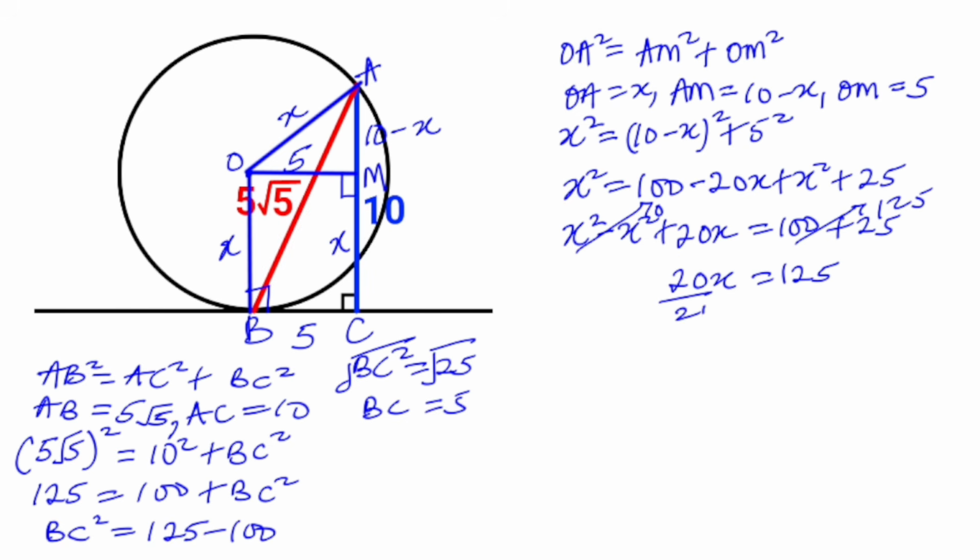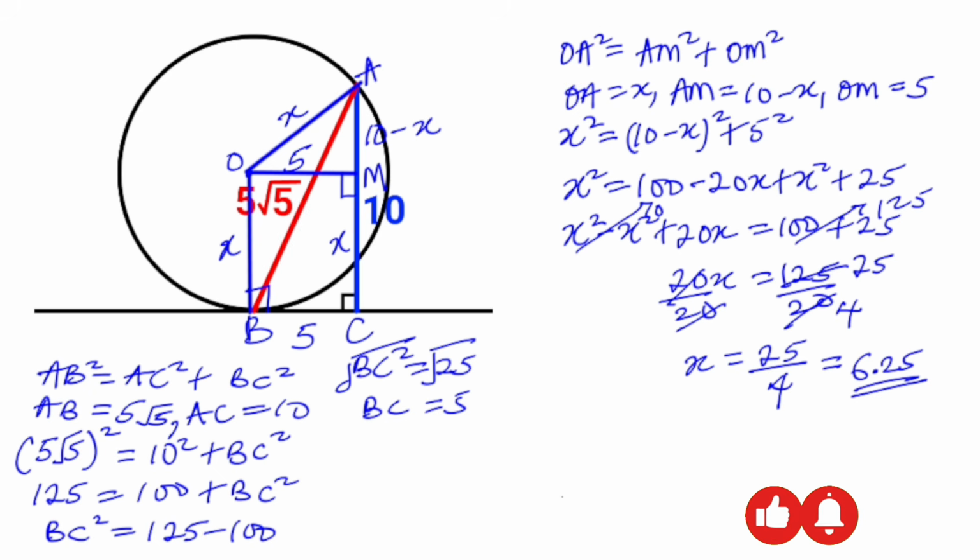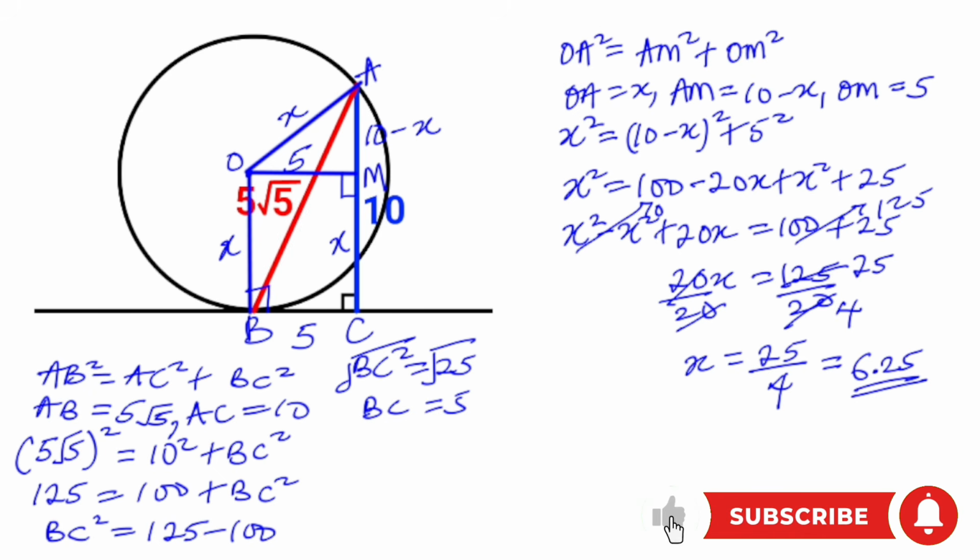Dividing through by 20. 20 will cancel out 20, and 125 divided by 20 simplifies perfectly to 25 over 4. And we are left with x is equal to 25 over 4, or 6.25. And that is our final answer. Hence, the radius of the circle is equal to 25 over 4, or 6.25 units.